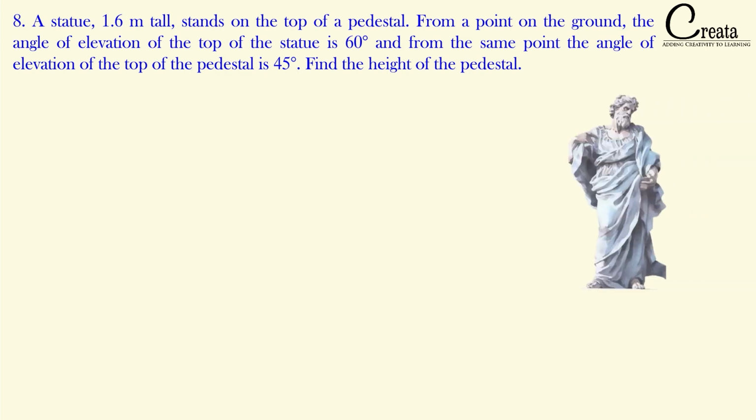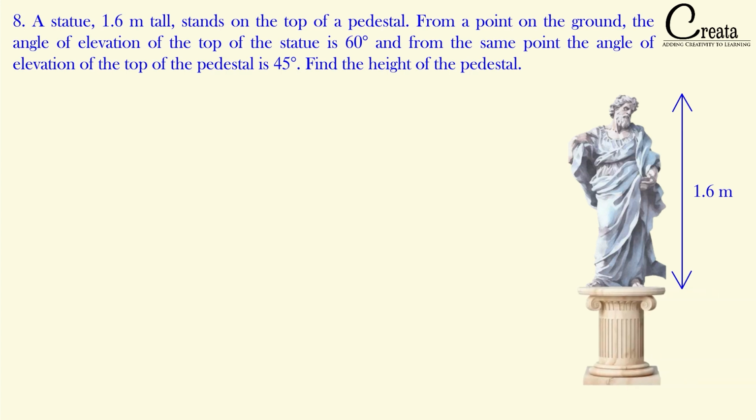A statue of height 1.6 meters is given in the question, and this statue is standing on the pedestal. The height of the statue is given as 1.6 meters and we have to find the height of the pedestal. Let's assume the height of the pedestal as h. Also a point is given on the ground. Let's take this point as point A. From this point A, the angle of elevation of the top of the statue as well as the top of the pedestal is given. Angle of elevation is the angle when we are looking upward with respect to the horizontal line.